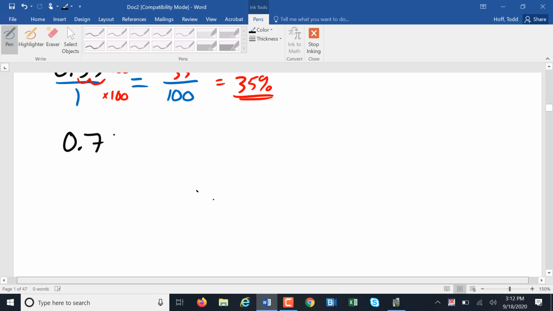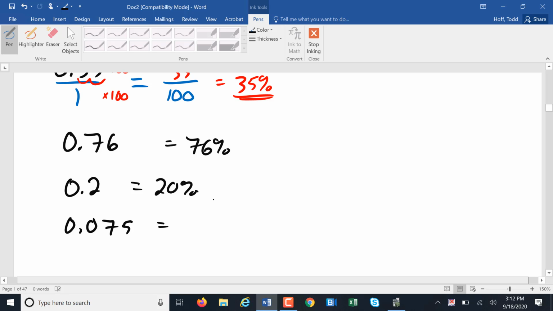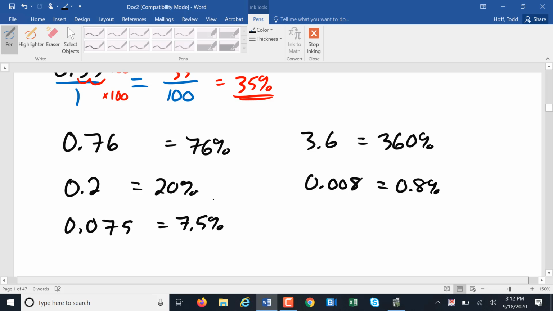So 0.76 becomes what as a percent? 76%. 0.2 becomes 20%. 0.075 becomes 7.5%. 3.6, careful, 360%. Good. 0.008, 0.8%.